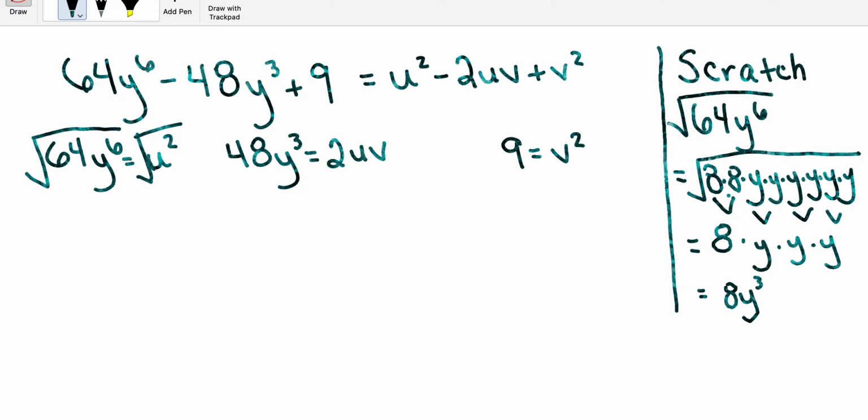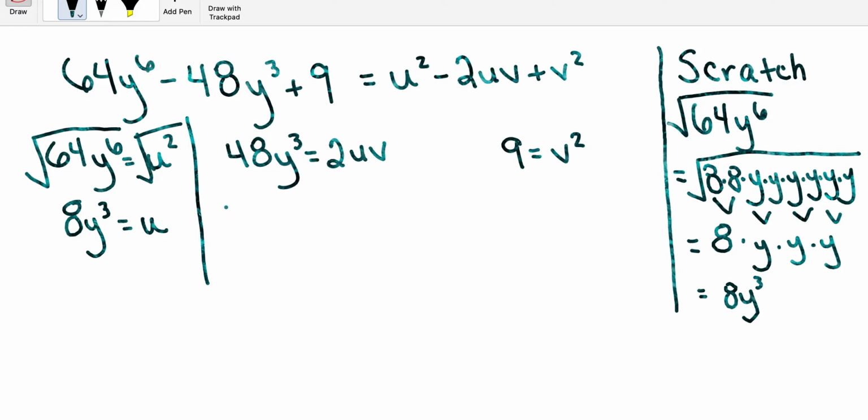So for this pair of 8's, I'll take 1 out. For each pair of y's, I take 1 out. So my final answer here is 8y cubed, okay? The square root of u squared, as we know, is u. So we found u equals 8y cubed. Now we're going to substitute u over here, and we're going to solve for v.